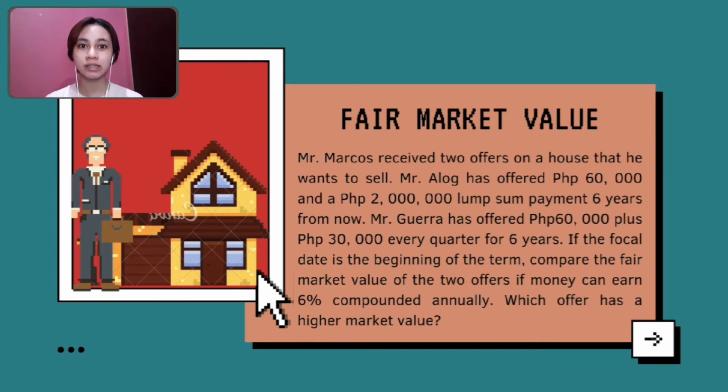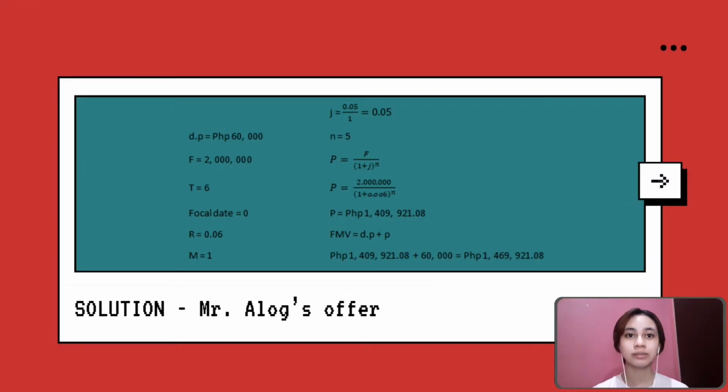Guerra has offered 60,000 pesos plus 30,000 every quarter for 6 years. If the focal date is at the beginning of the term, compare the fair market value of the 2 offers if the money can earn 6% compounded annually. Which offer has a higher market value? List down the information stated.